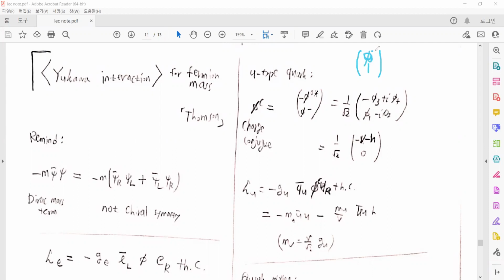that for the scalar there are pi plus and pi zero, and for the quark doublet there are u and d. The only non-zero vacuum expectation value is in the neutral scalar component, but it only couples to the down-type quarks and, in the lepton case, the electrons. But there is no coupling for the up-type quarks and the neutrino.